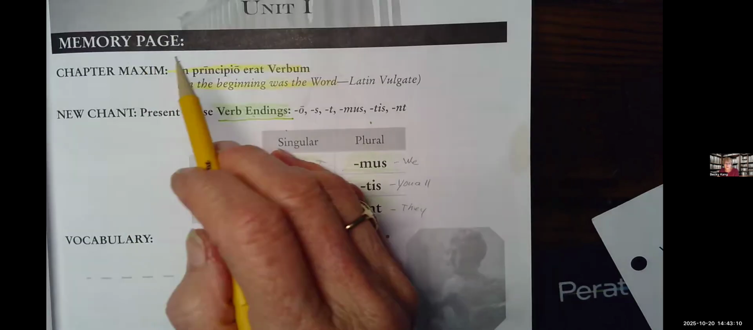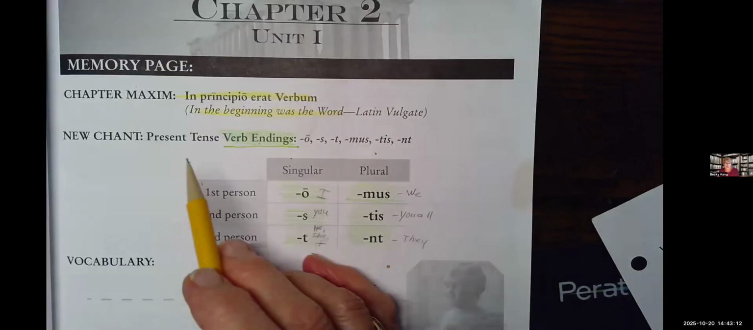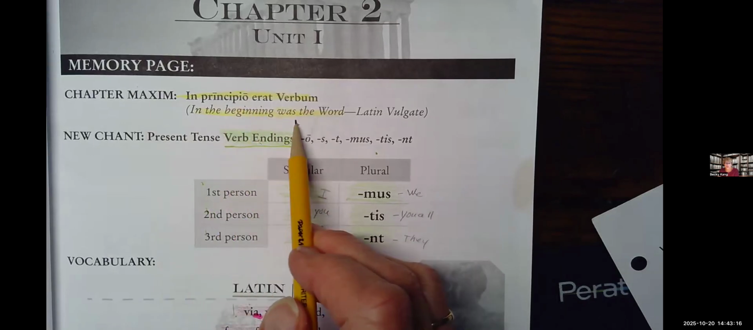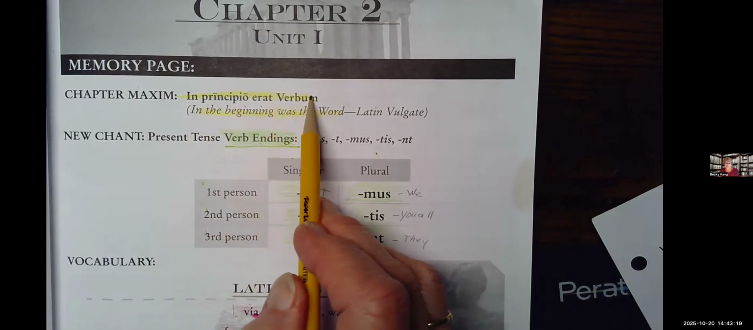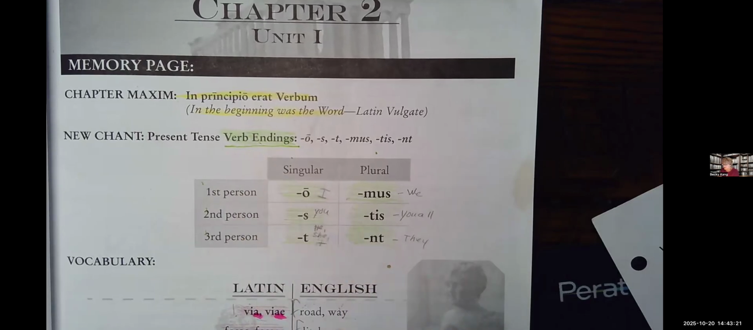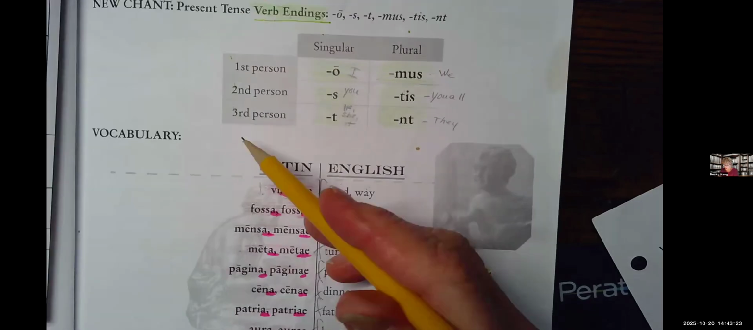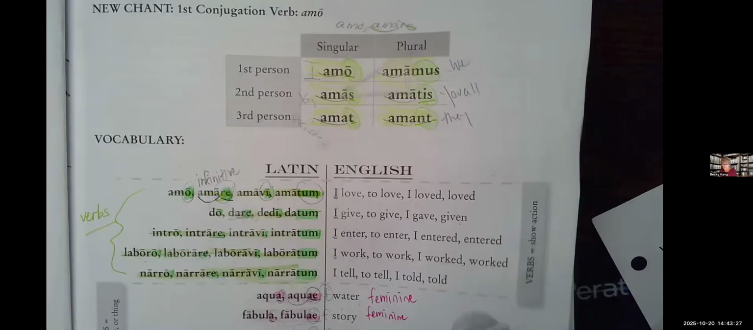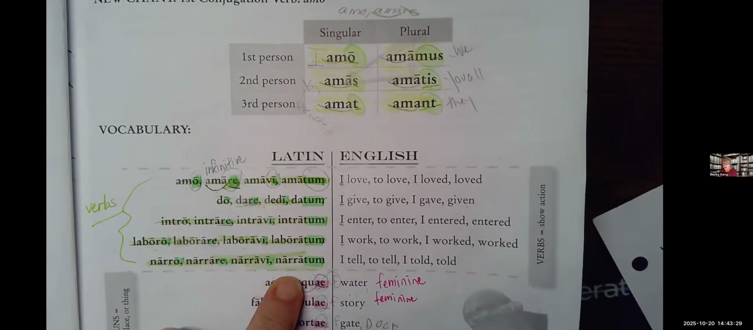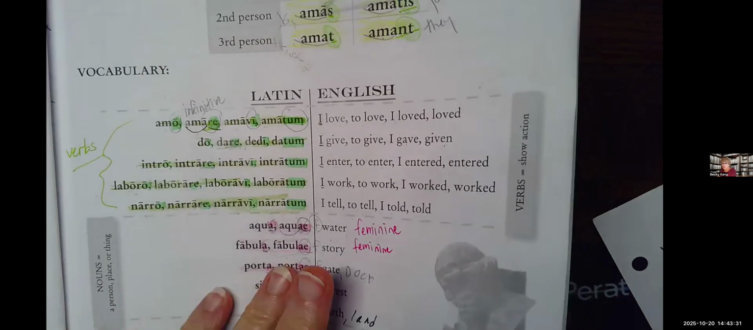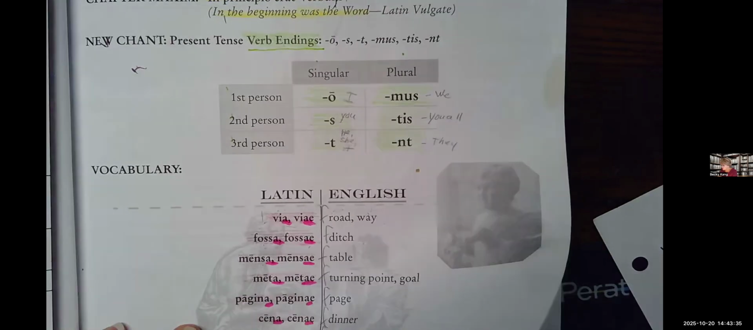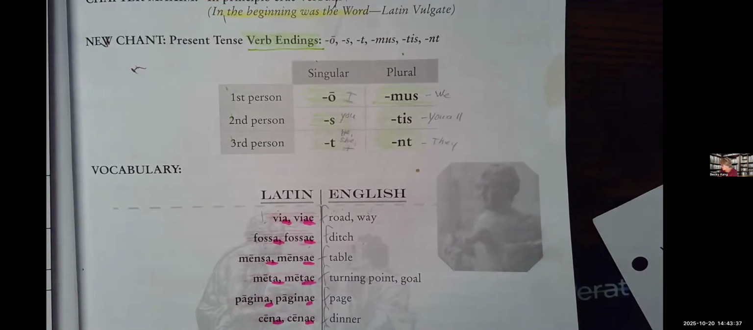But your work for this week is in chapter 2. Here's your maxim: In principio erat verbum. In the beginning was the word. Here's the verb endings in chapter 2, and these are all your vocabulary words. So learn those words, review chapter 1. There's your 5 verbs and your 5 nouns. I did make a video of our class, so if you wanted to review it, you can review it.